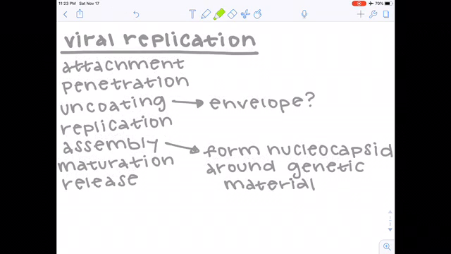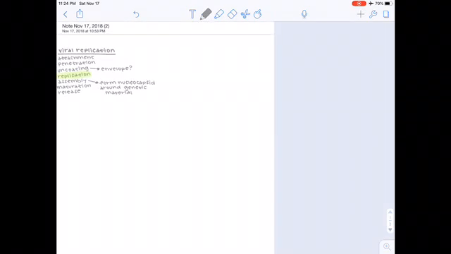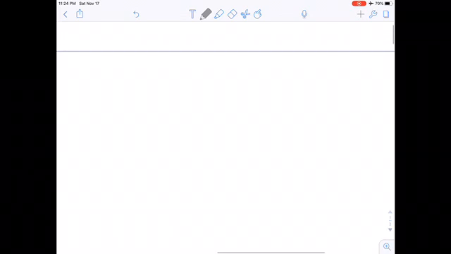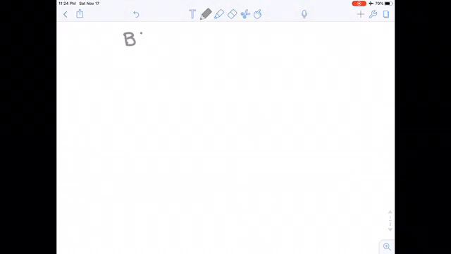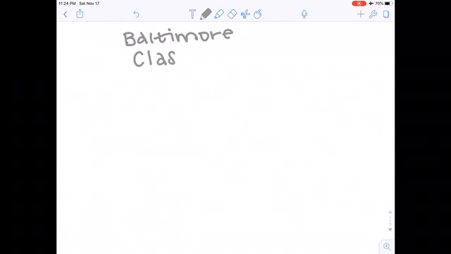What we'll be talking about in this video today is this step specifically, the replication step. I'm going to zoom out over here, and we are going to talk about the Baltimore classification system. I'll write that out. This system is a way to classify viruses based on their genome.